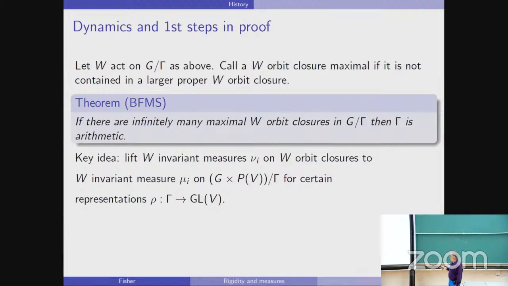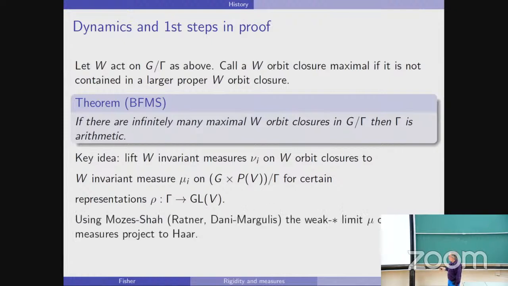You want to take these obviously given invariant measures, nu_i, on the orbit closures, and lift them to the projective bundle using the structure of certain representations that you have to study to prove arithmeticity. And then you take these lifted measures and take a weak star limit of them, and using work of Mozes and Shah that builds on work of Ratner and Dani and Margulis, so using a whole lot of homogeneous dynamics here, you see that the weak star limit of these measures projects to Haar measure.